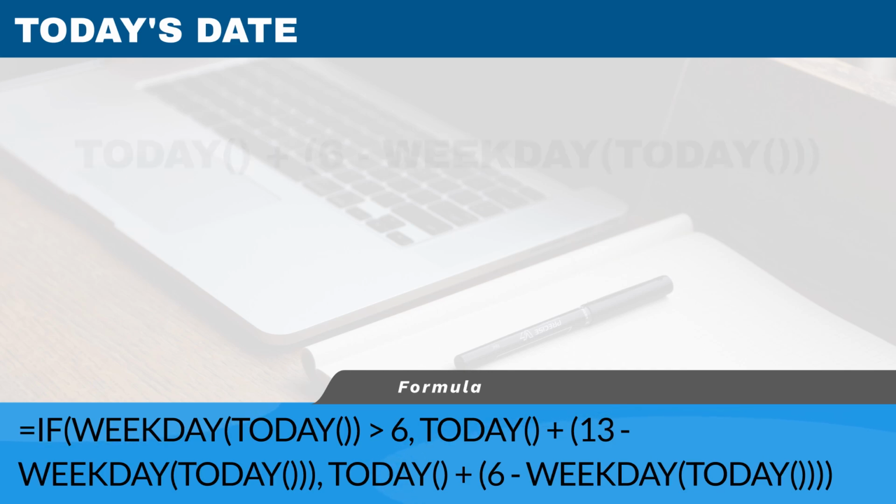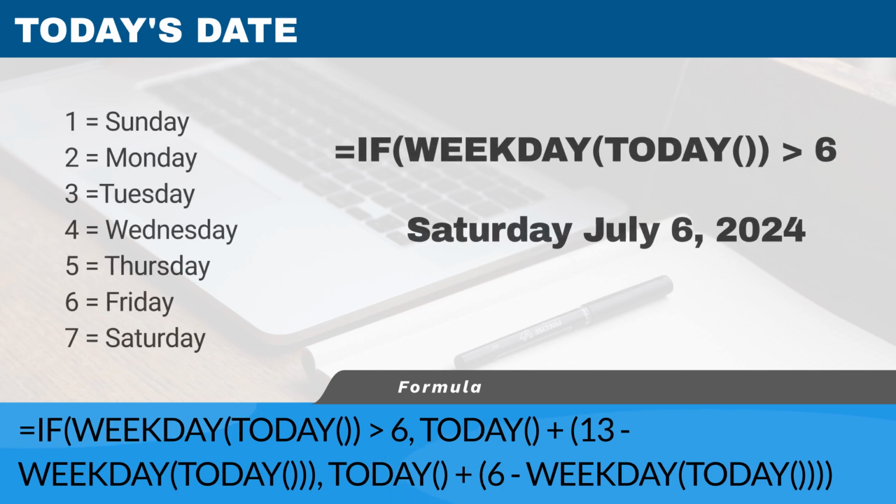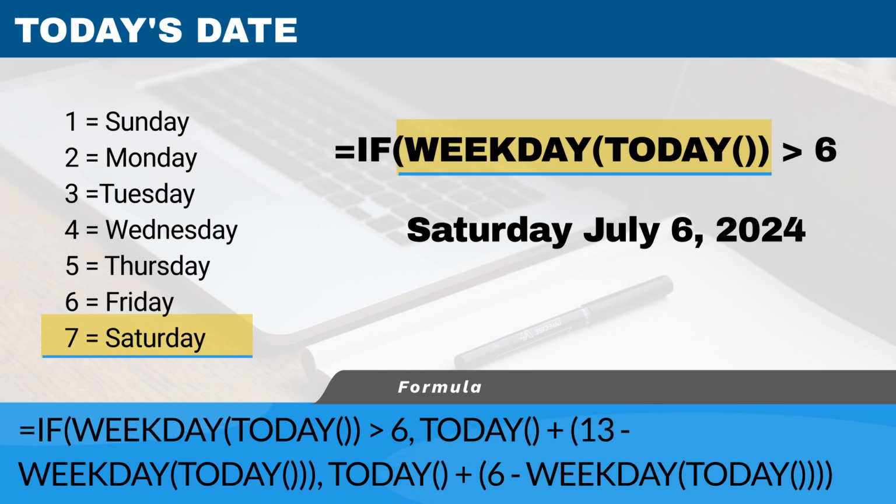Let's break down this formula. If today is Saturday, July 6, 2024, the weekday value for Saturday is 7, which is greater than 6. This makes the condition true, indicating today is after Friday of the current week. The formula will then calculate the date for Friday of the next week.